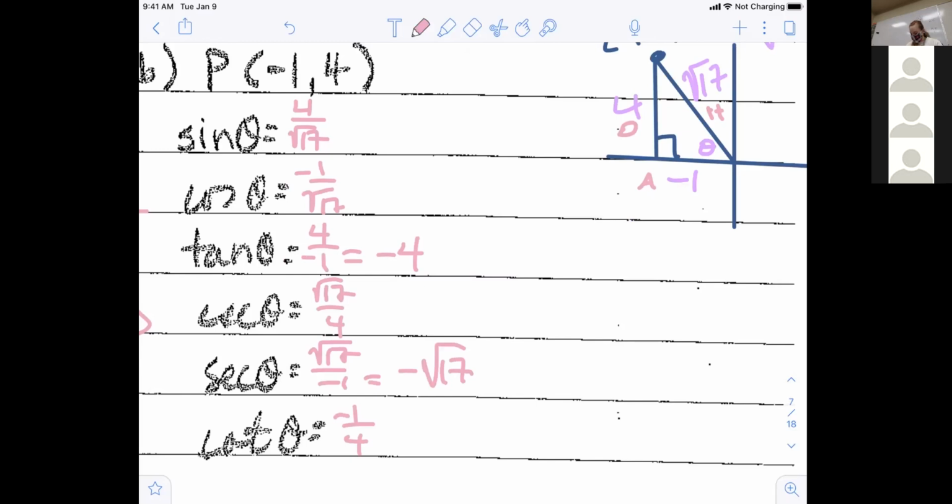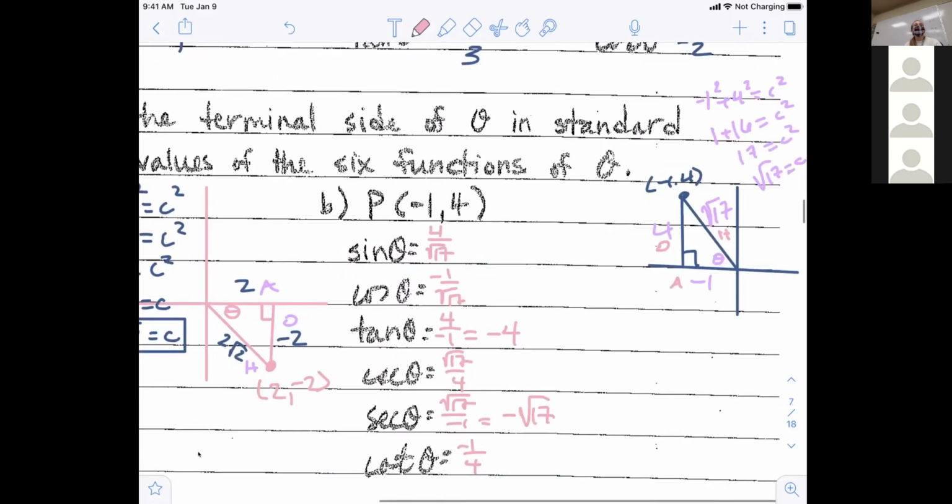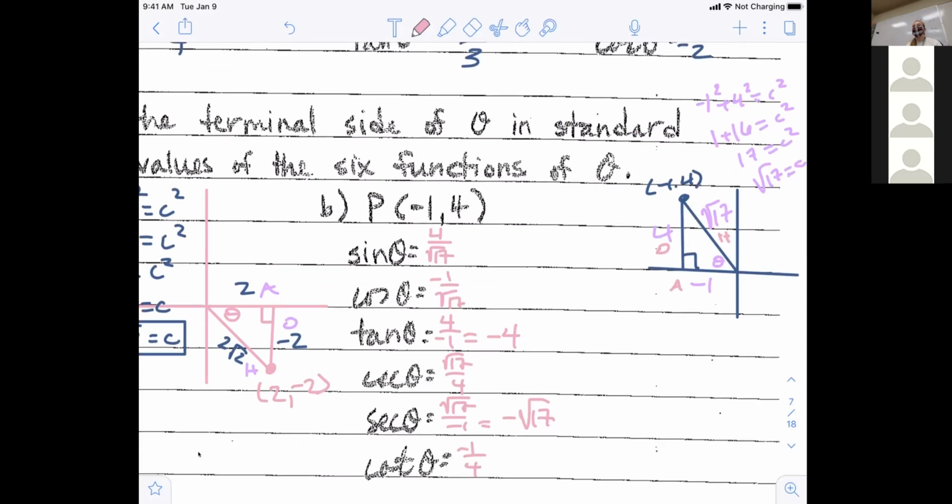All right, any questions? We've done 4 types of problems that are similar to that. Any questions on those so far? Any thoughts? All right.